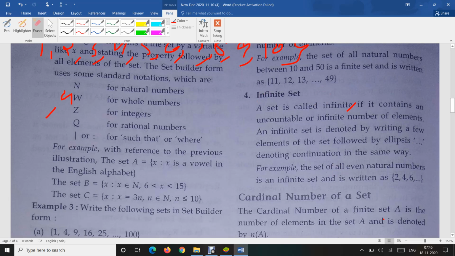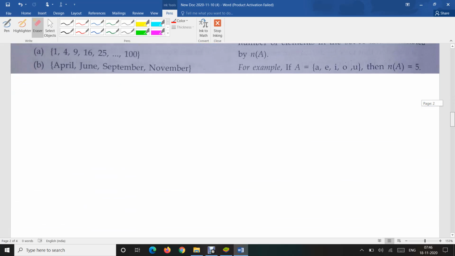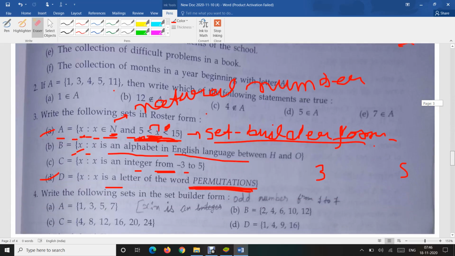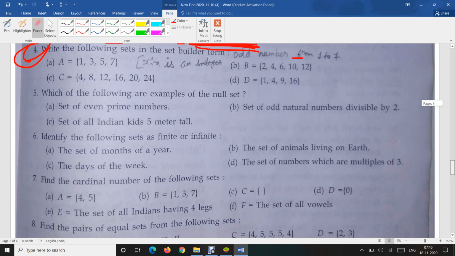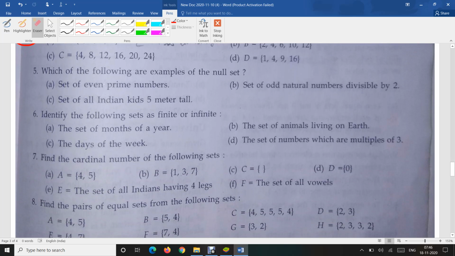So let us do the questions based on this topic. See question number 5. Question number 5 is saying, which of the following are examples of the null set? Null means empty set, which has no element. So see the first part: set of even prime numbers.